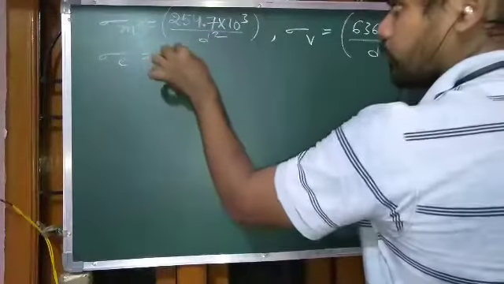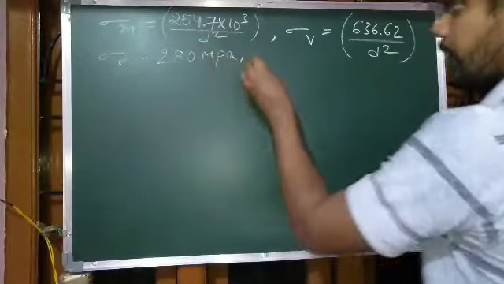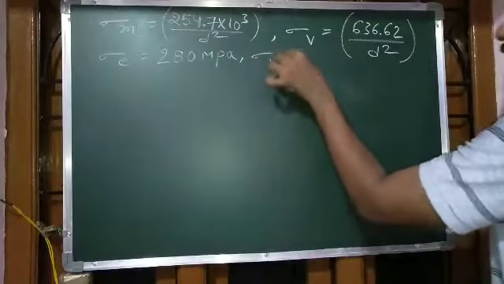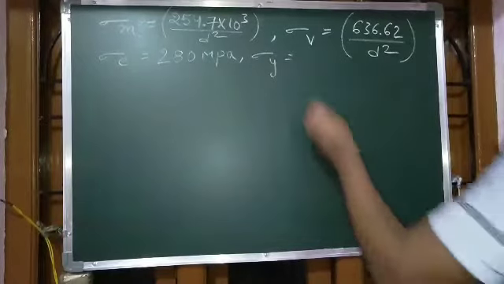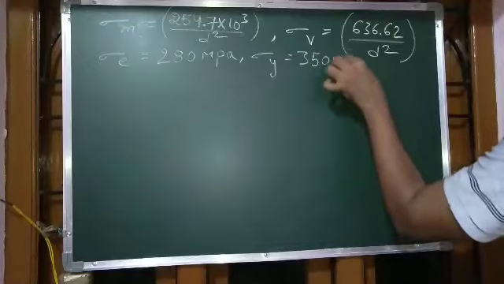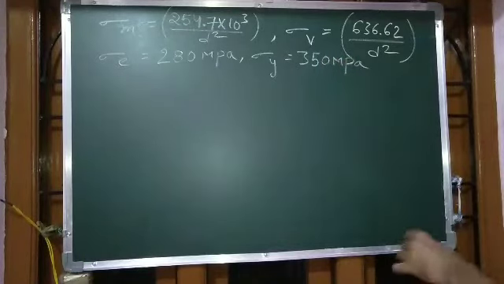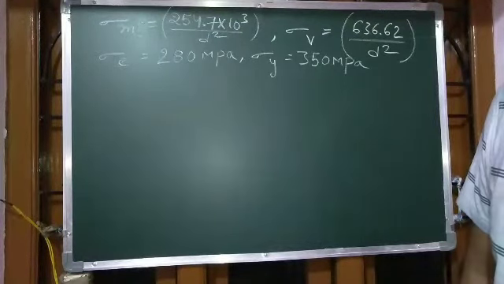280 MPa. So endurance strength sigma E is equal to 280 MPa, and yield strength is also given. What is the value of yield strength? Sigma y is equal to 350 MPa. Yield strength is 350 MPa. Again, you can see that in the question there is no ultimate strength.